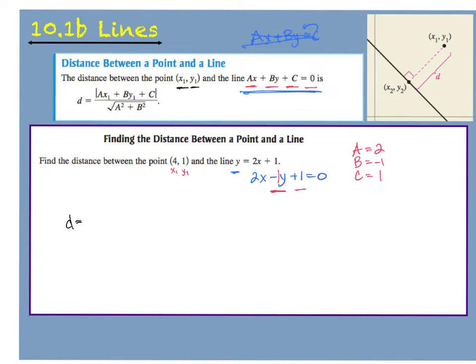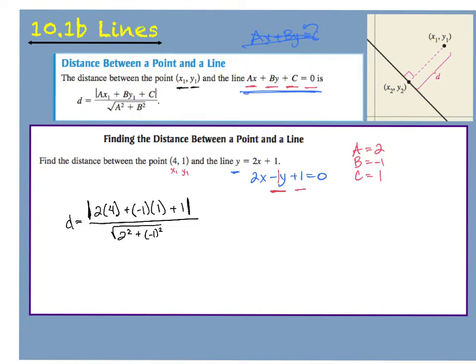So distance is equal to the absolute value of a, and a is 2, times my x1, which is 4, and then plus my b, which is negative 1, times y1, which is 1, plus c, and c ends up being 1. And that's all in the absolute value bars. And then it's over the square root of my coefficient of a, so a is 2 squared, plus b squared, so now I have negative 1 quantity squared.